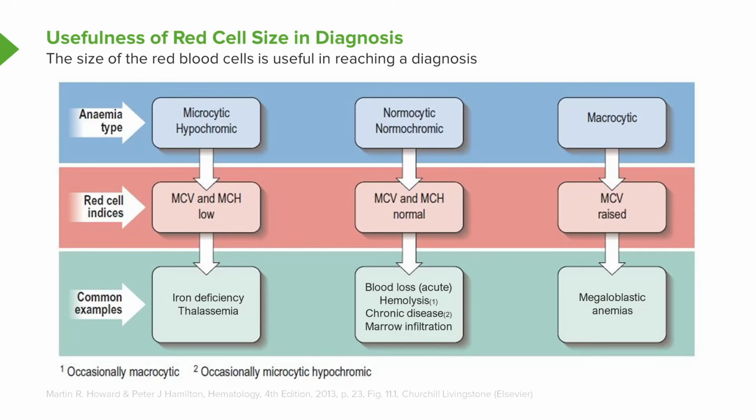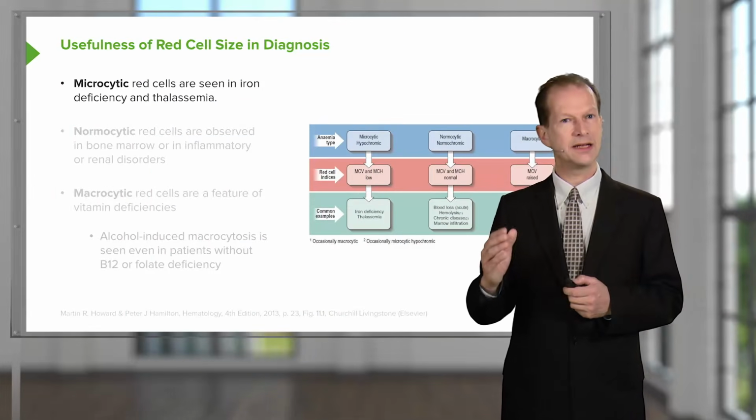In the middle section, normocytic, normochromic. Normal size, normal amount of hemoglobin. You'll see there that the red cell indices are normal. And at the bottom, a range of possible causes: blood loss, hemolysis, chronic disease, or marrow infiltration. And on the final section, macrocytic disorders. You'll see here the MCV and MCH are actually increased. These are big red cells carrying more hemoglobin, and the major cause is a megaloblastic anemia. Let's look at that in a little more detail.